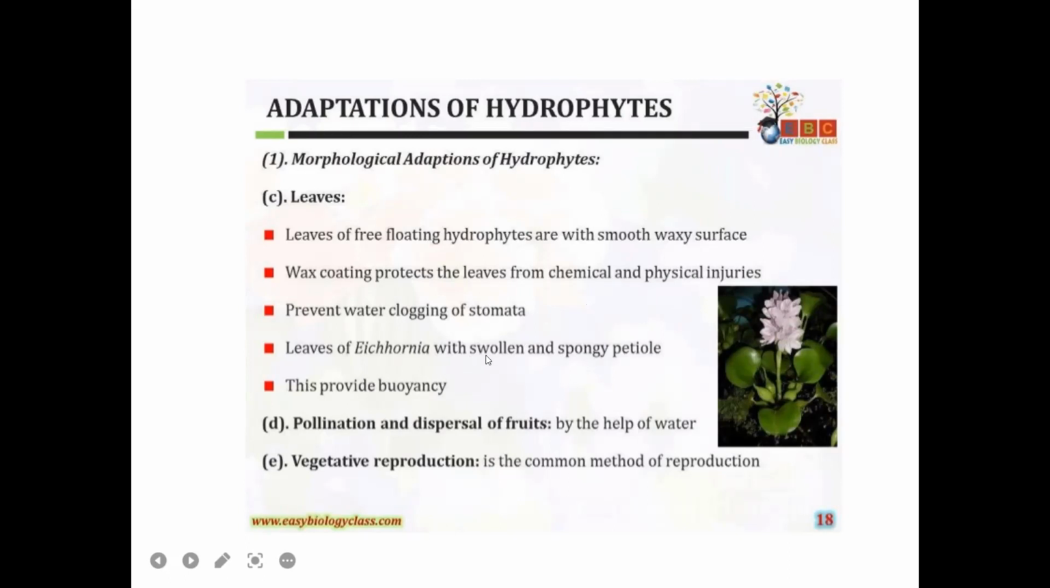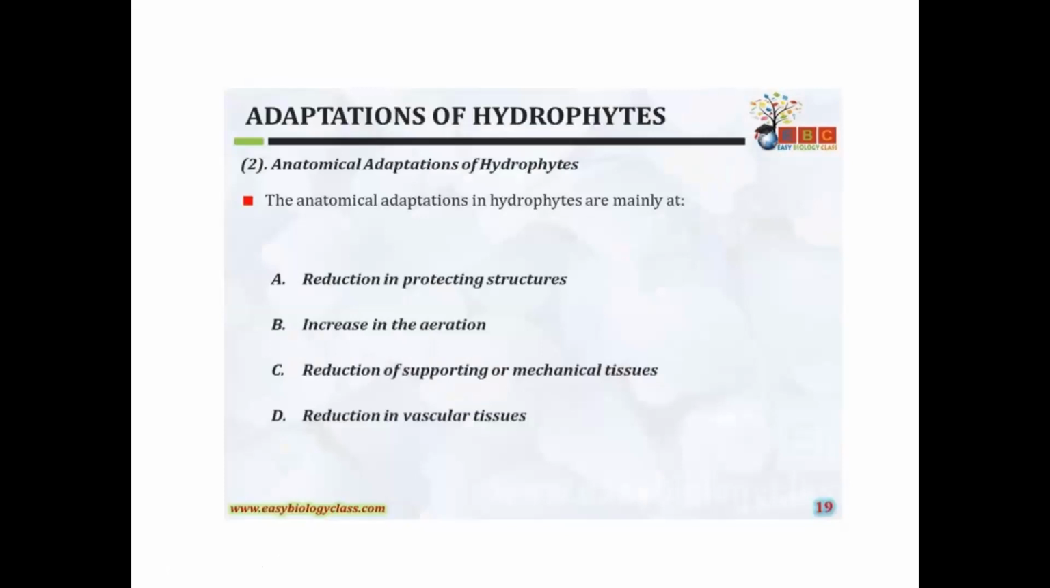Leaves of Eichhornia with swollen and spongy petiole. The swollen or spongy petiole is seen in Eichhornia, and it helps in the buoyancy, that is the balancing in the water. Pollination and dispersal of fruit take place with the help of water, and vegetative propagation is the common method in hydrophytes. Next one is the anatomical adaptations of hydrophytes.